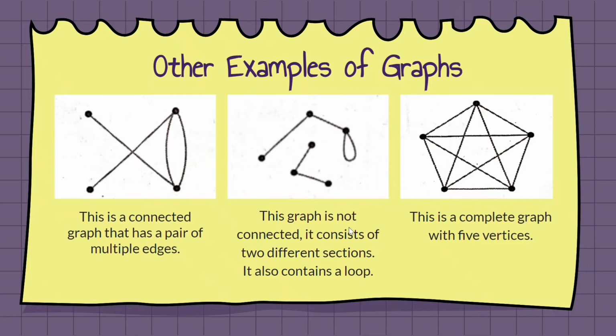And the next one, this graph is not connected. It consists of 2 different sections. It also contains a loop. So it is not connected, as we have seen, two sections were different and these are not combined by another line segment here or there, so it is not a connected graph, and it also contains a loop. And the third one is a complete graph with 5 vertices, so 1, 2, 3, 4, 5. A connected graph in which every possible edge is drawn between vertices is called a complete graph.